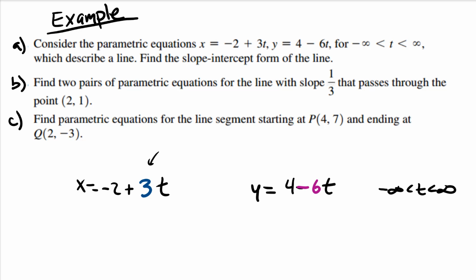We want to find the slope-intercept form. So we already know the slope. The slope is our b over our a. So the slope of this line is going to be equal to -6 over +3. The slope of our line is -2. Cool, let's just keep that for a second. We got slope is equal to -2.